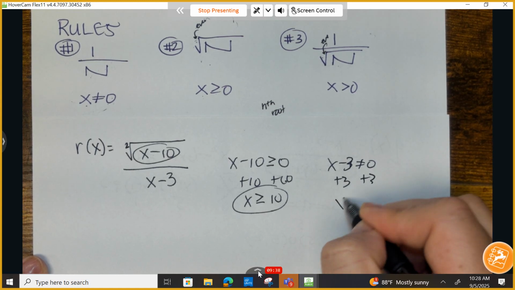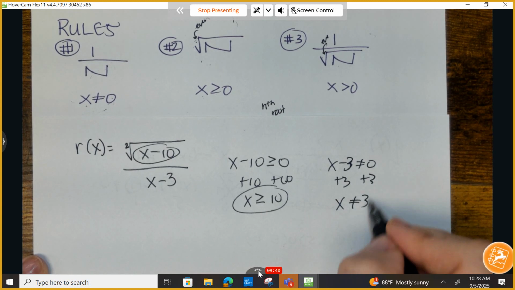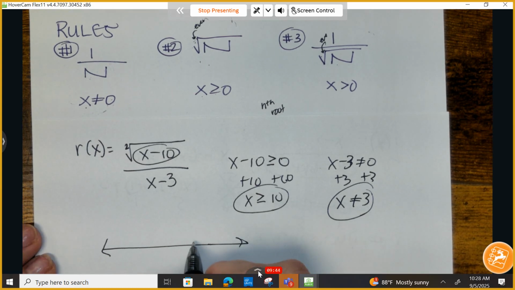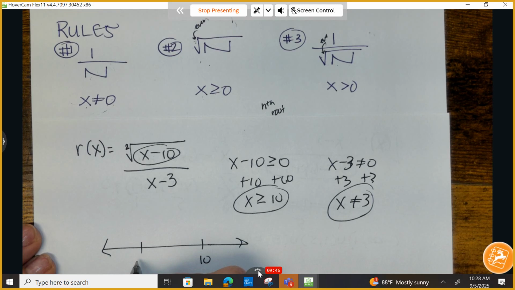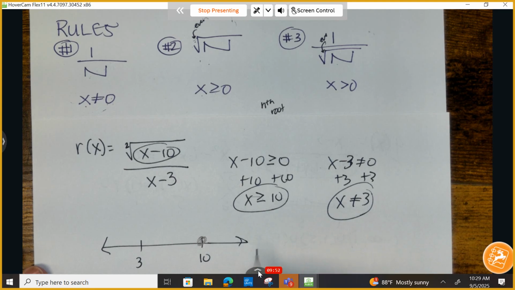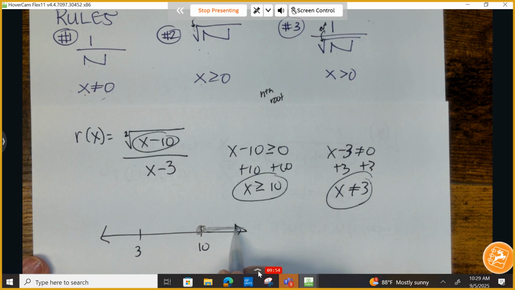I need to apply both of these rules to a number line. So I make my number line, and I'm going to use a pencil at this point. I go to 10, and here's 3. And I find 10. I make a closed dot at 10, and I think of this as an arrow. I'm going to shade to the right.